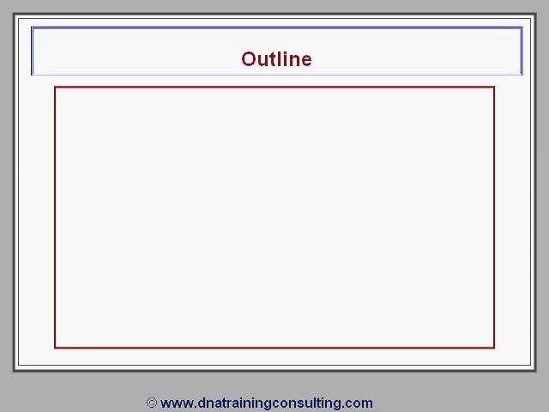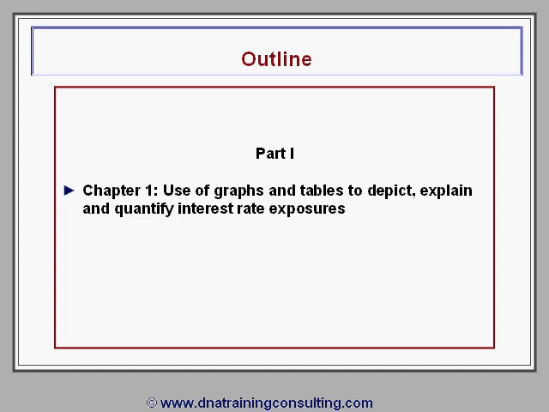This module consists of 6 chapters, 2 of which appear in each of its 3 parts. In Part 1, Chapter 1 teaches you how to depict an interest rate exposure by means of a simple graph and to explain and quantify the consequences of leaving the exposure unhedged.